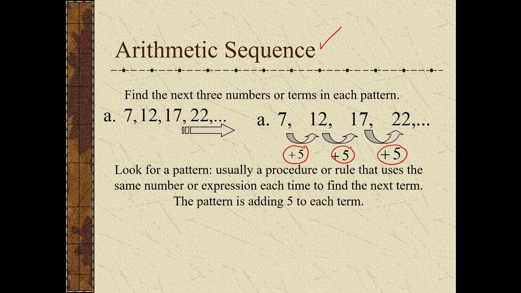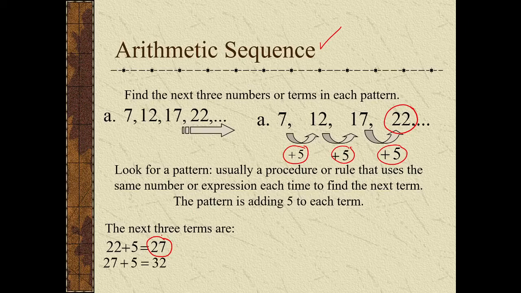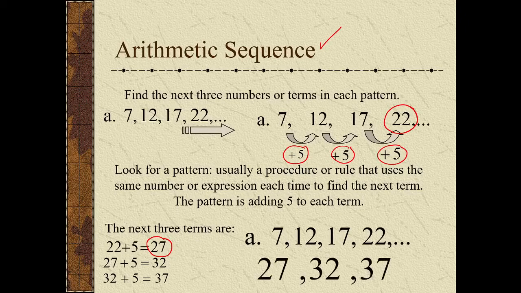Now, what we are asking now is to find the next 3 terms. So what will you do now? You will add. Okay, so 22 plus 5 is 27. From this 27, we add 5 to get 32. That 32, plus 5 again. So meaning, the next 3 terms are 27, 32, and 37. So this is what you call an arithmetic sequence. Is our first example clear?